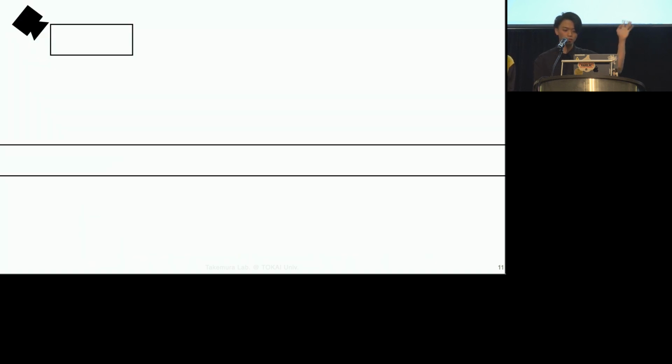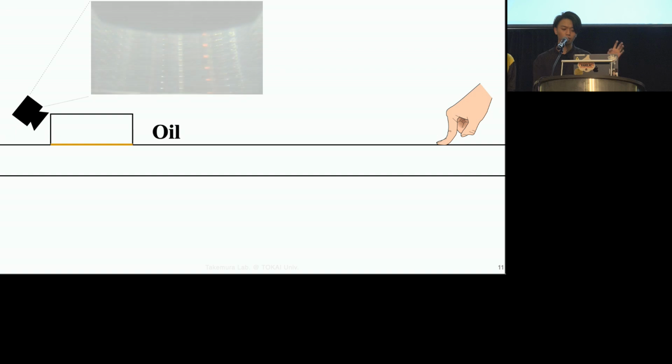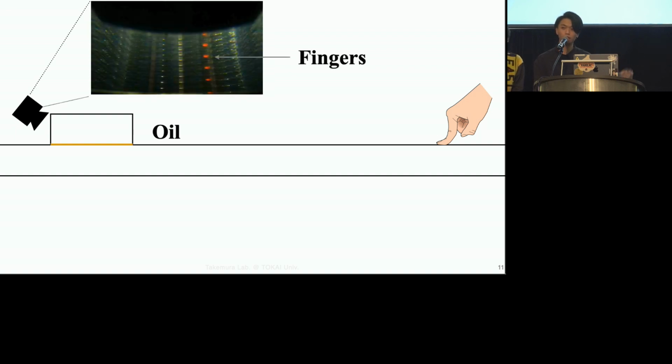And these contact images can be observed not just from the sides. By using the acrylic prism and the oil as an optical coupling, these images can be observed from the touching surface side, like in this image.